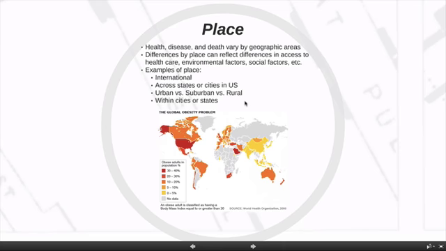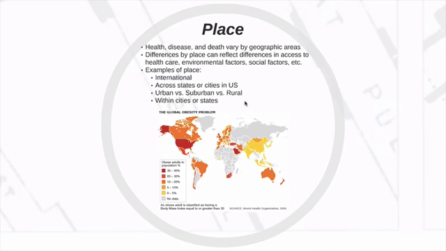Okay, so let's start to talk about place. And we've talked about place a lot in terms of how we define our populations. But health and disease and death vary by geographic areas quite a bit. Differences by place can reflect differences in access to healthcare, environmental factors, social factors. And, as with person variables, by starting to look at place, we can identify areas in need, we can track trends over time, and we can start to think about questions about why we are seeing this difference.